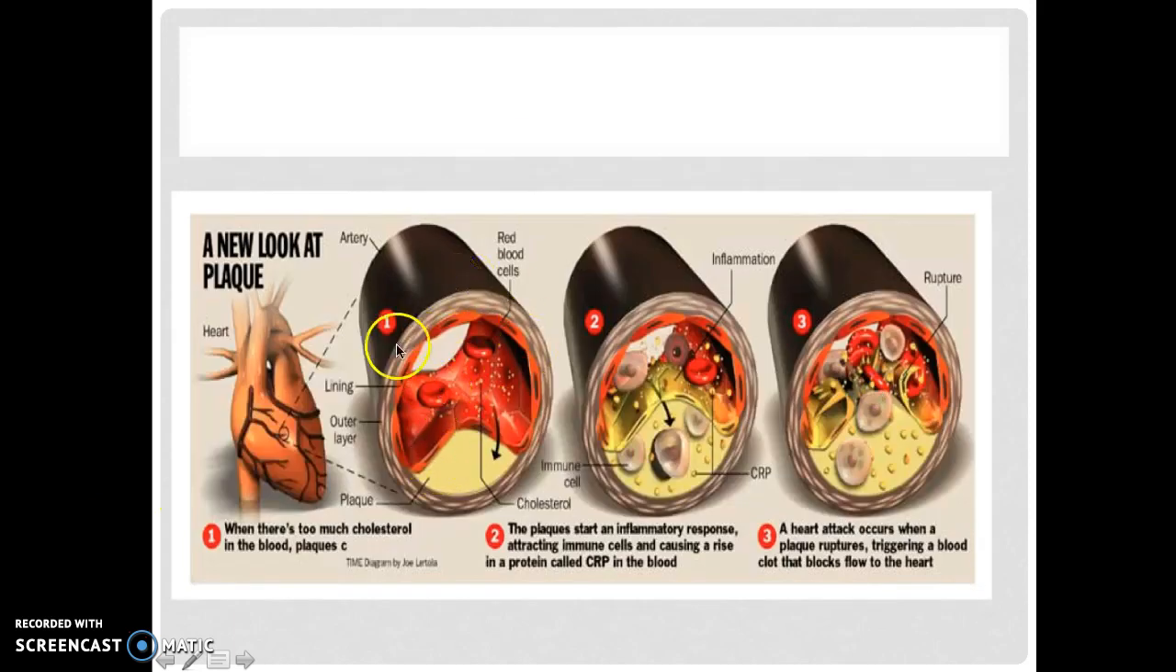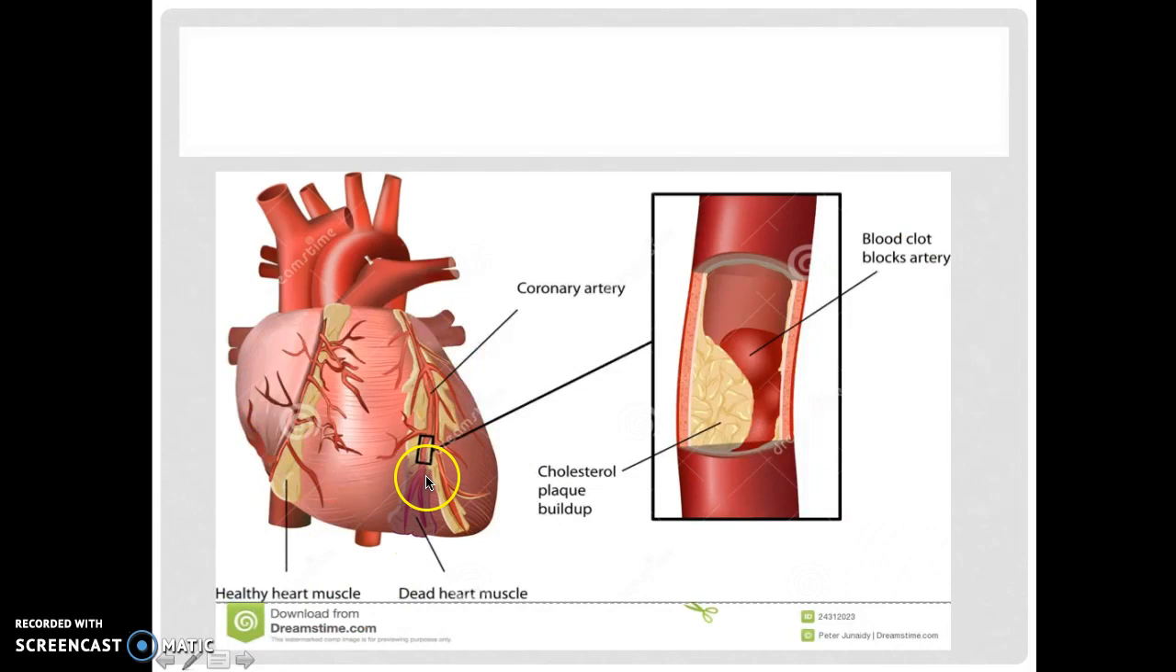This is what it would look like. So this would be like a start of a plaque buildup. It's very sticky, so once it begins, plaque will just build upon itself. Inflammation will occur, rupturing will occur, and eventually it will completely block that part of the heart and it will not get enough oxygen. So this is what that would look like. This would be like dead heart muscle.